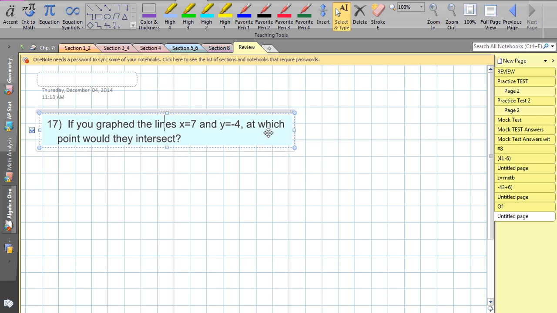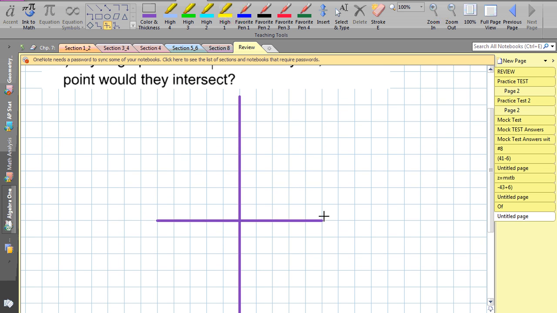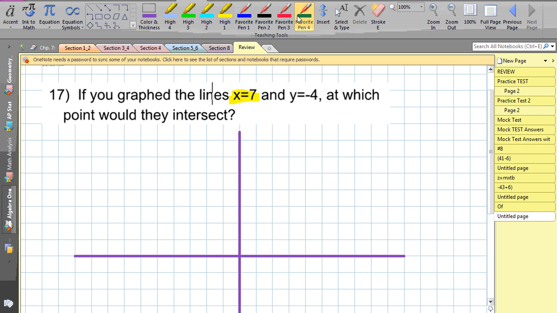If you look back in your notes, these are horizontal and vertical lines. Try to understand why the first one is going to be a vertical line at x equals 7. If I go over 7, 1, 2, 3, 4, 5, 6, 7, this turns out to be a vertical line, because every point along that line has an x value of 7. And then the other equation in here is y equals negative 4.